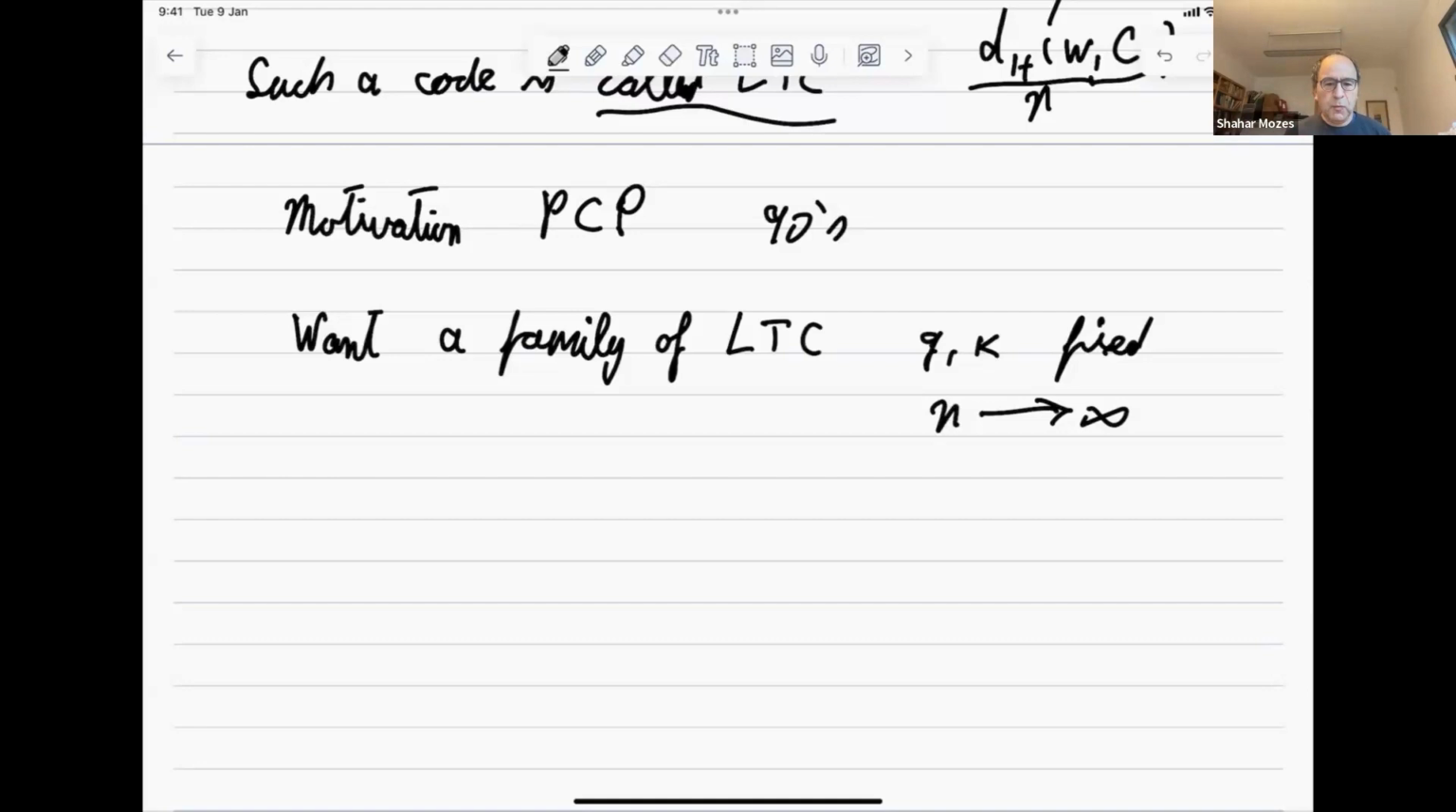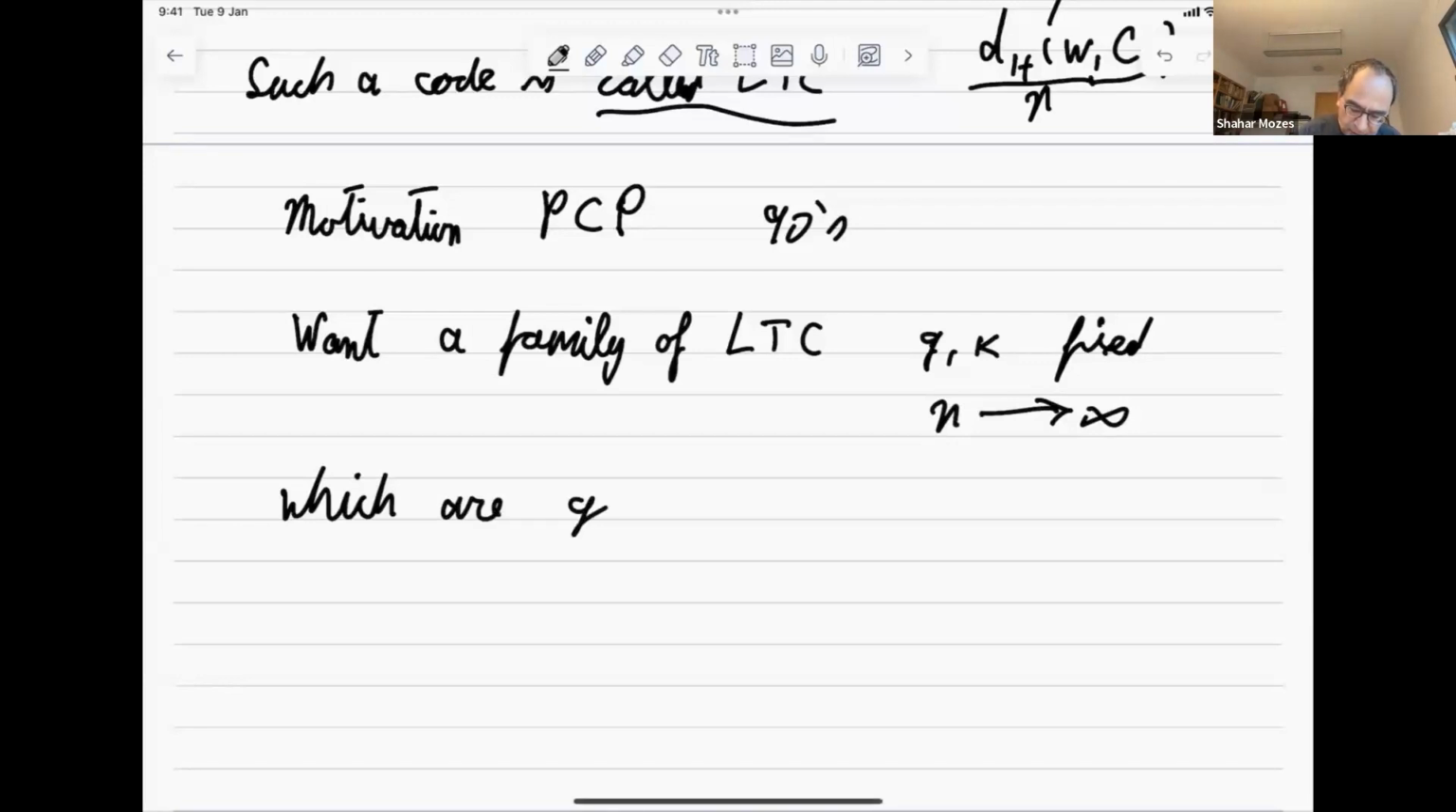Okay, there was a question whether there are good locally testable codes. What would you mean by good? I said that we want error codes. You want them to have high distance and lots of words, and you want them to be locally testable. You want to look at just a fixed number of places, Q. You don't want Q, the number of places you look at, to grow as the length of the code grows.